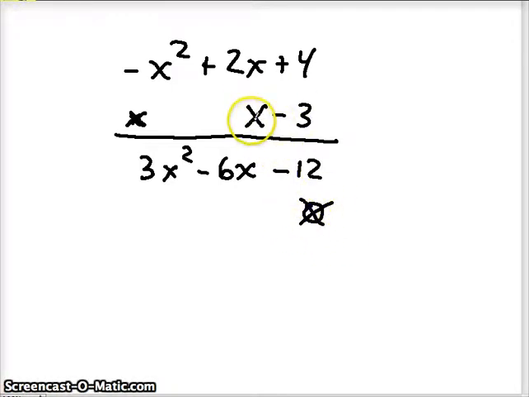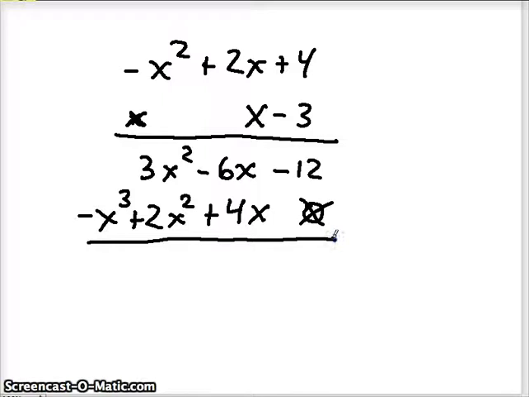Alright, let's move on to the next term. So now we're multiplying x by all of our terms up top. X times 4 is 4x. X times 2x is 2x squared. And x times negative x squared is negative x cubed.